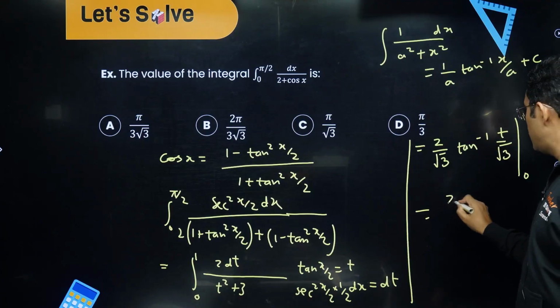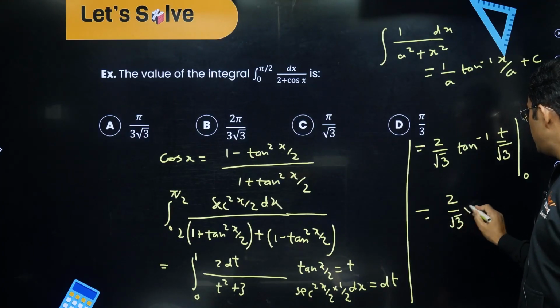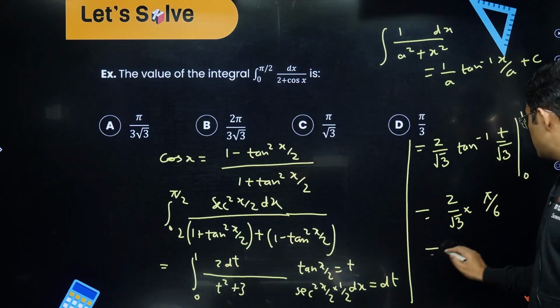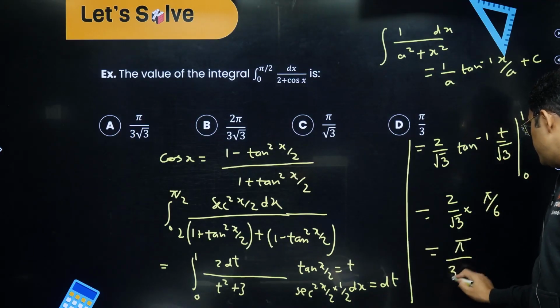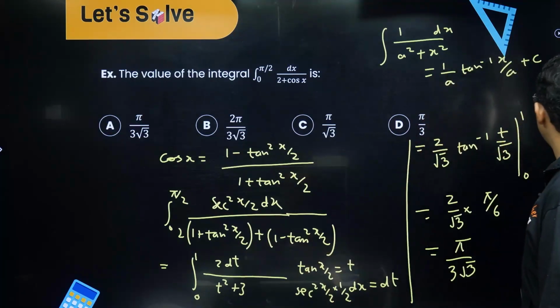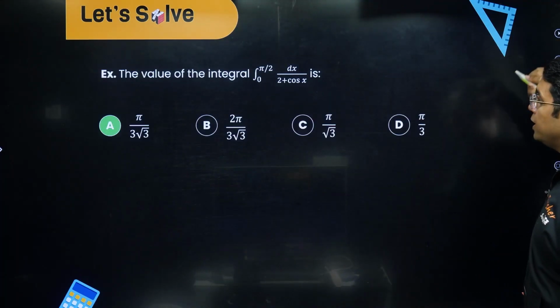Putting 1 will give you 2 upon root 3 into tan inverse 1 upon root 3, which is pi by 6. For 0 it will be 0. So the answer will be pi upon 3 root 3 for this question. Pi upon 3 root 3, that is a. So the answer of this question is a.